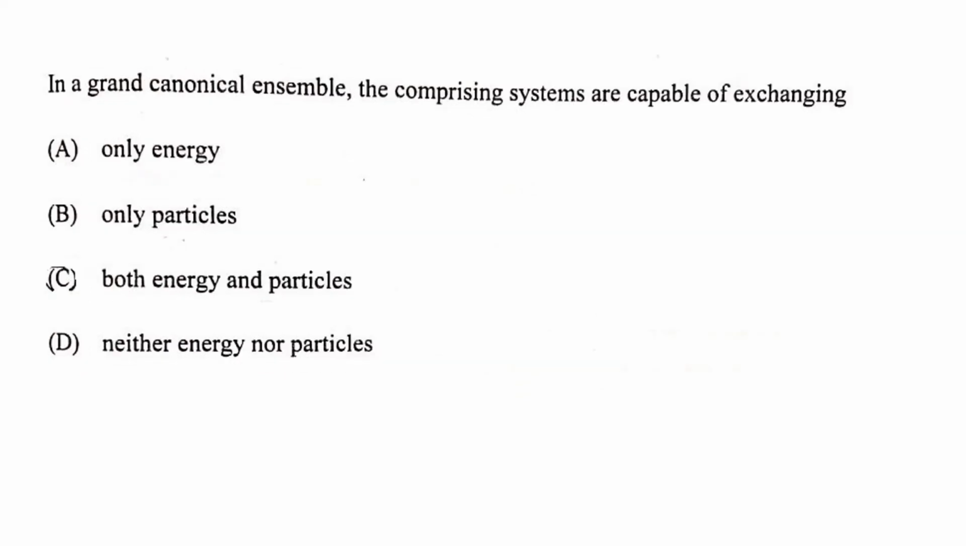In a grand canonical ensemble, the comprising systems are always capable of exchanging. We know that for a canonical ensemble only energy can be exchanged. For a microcanonical ensemble, there is no exchange of energy and particles. In a grand canonical ensemble, it is capable of exchanging both energy as well as particles.